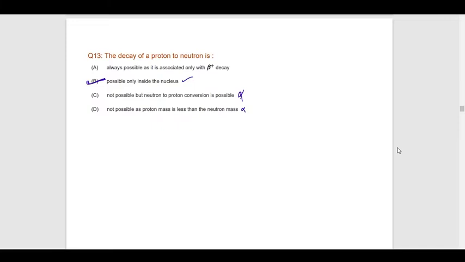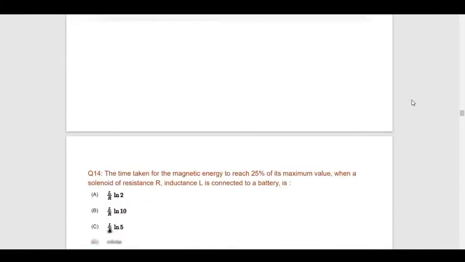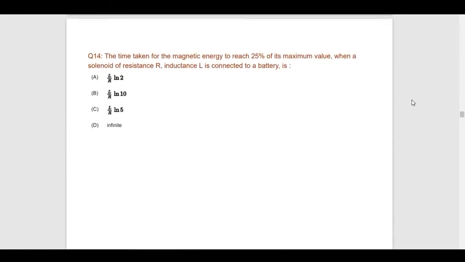But in case of nucleus, apart from a single proton, there are a greater number of protons and neutrons present, and therefore in that case the beta positive decay happens by decreasing the overall potential energy of the entire nucleus, not the proton, but the entire nucleus. That is why this kind of decay is only possible inside the nucleus. So let's observe the next question.